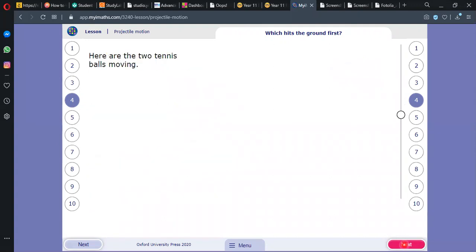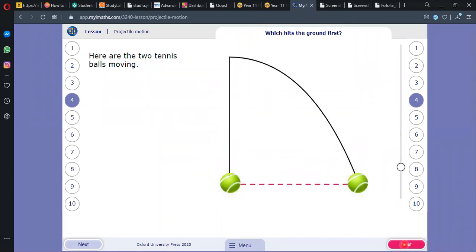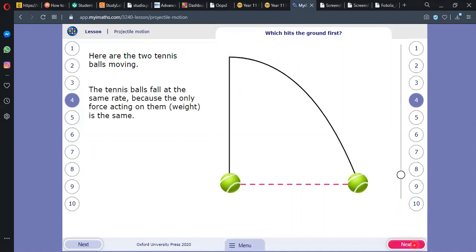Why is this? Here are the two tennis balls moving. Can you see that now? This drops and this is fired. You can see the way they moved. The tennis balls fall at the same rate because the only force acting on them is weight, and that is the same. They both have the same weight. So they will fall at the same rate. That is why both of them will hit the ground at the same time.